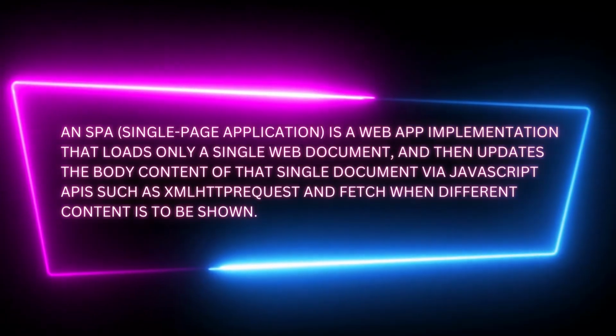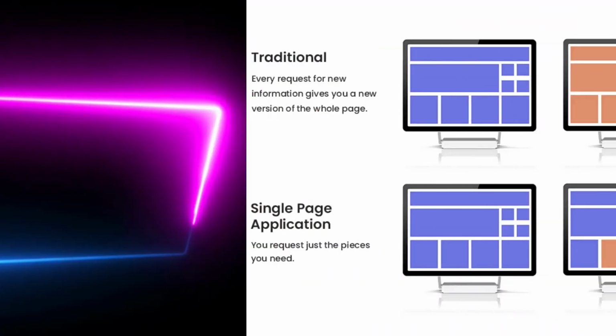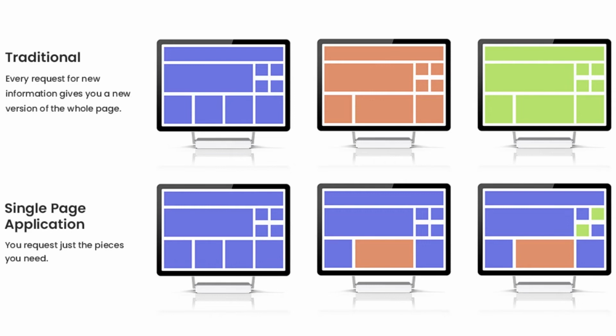Let's see it in a pictorial view so you can understand better. In the traditional model, every request for new information gives a new version of the whole page. For one request you can see the blue format with some content, for another request some other view will come, and for yet another request some other view will come. So you can observe the color difference. Next, a single page application. Here, for example, if you want to get only a particular thing, you can post any request or tweet.